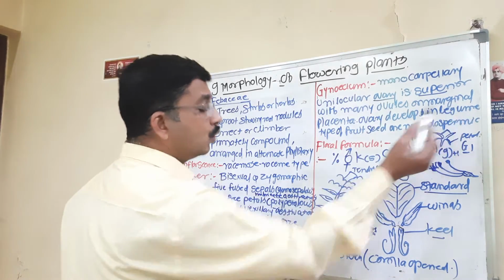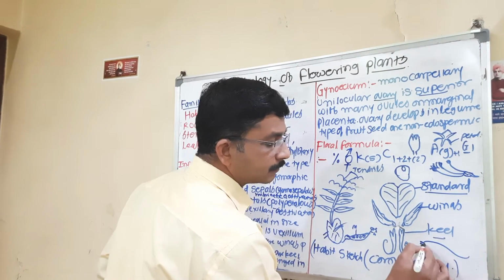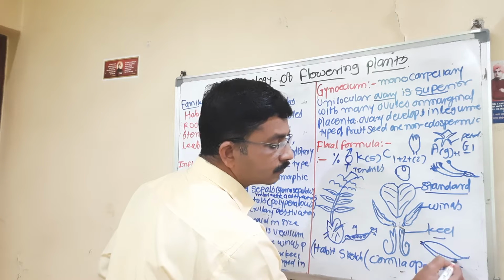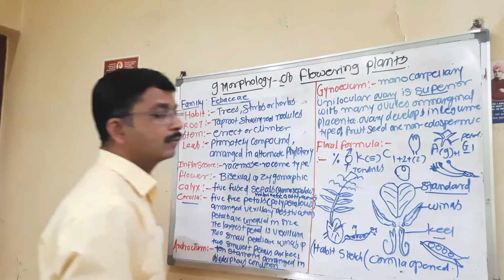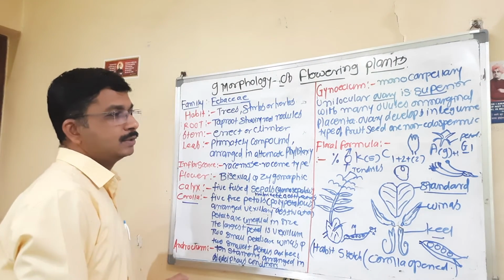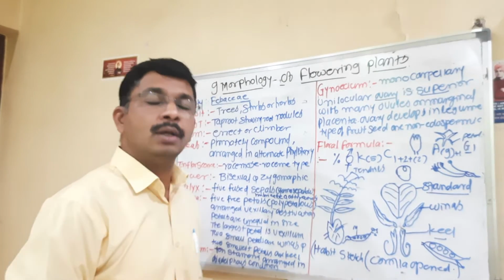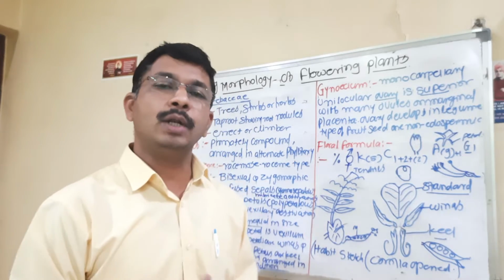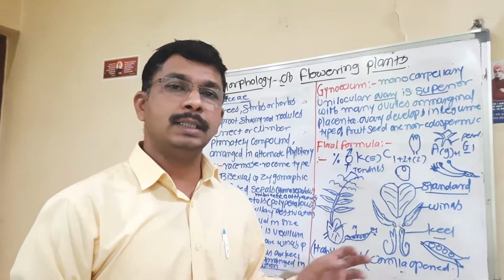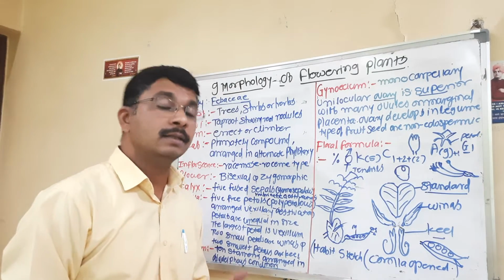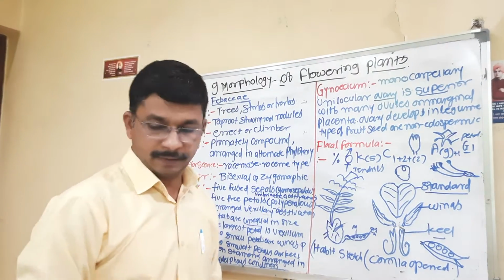The ovary develops into a legume, a structure like this. Here we find a number of seeds formed after fertilization. The seeds are non-endospermic. In the previous lecture, we discussed endospermic and non-endospermic seeds, and we drew the diagram also. In the pea plant, endosperm is absent. That's why we include them among non-endospermic seeds.